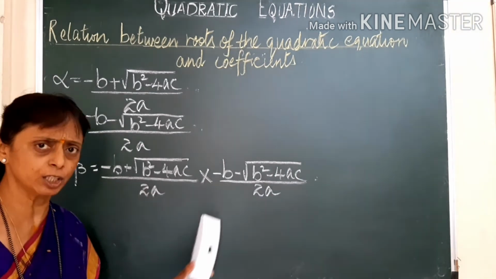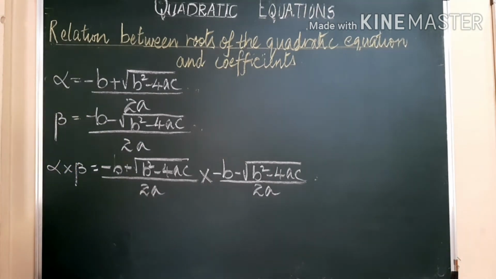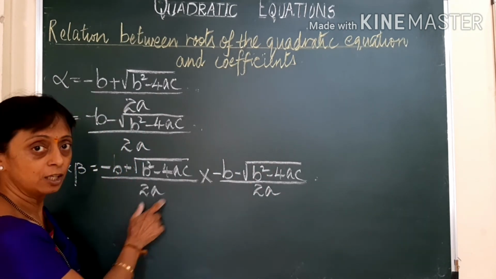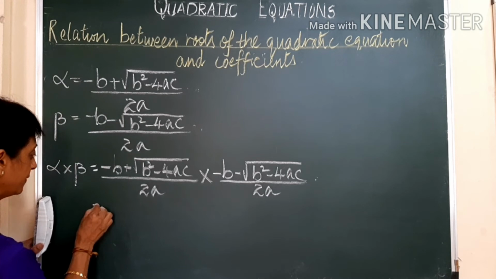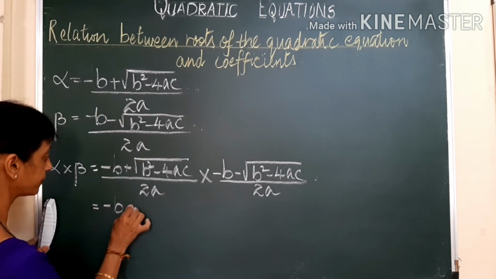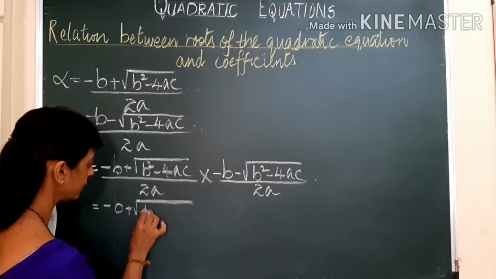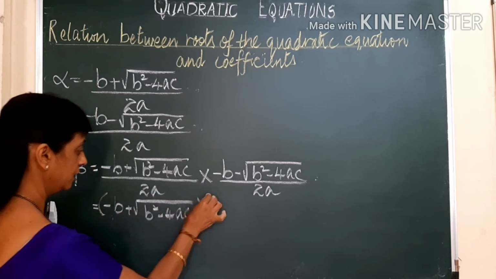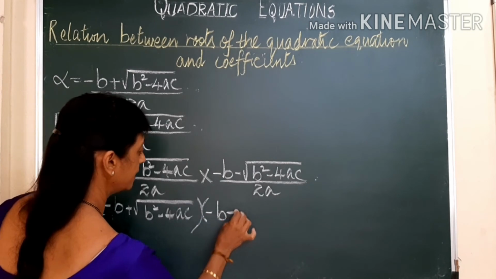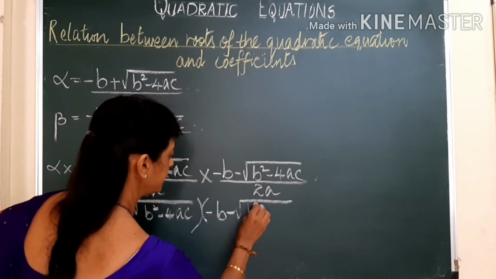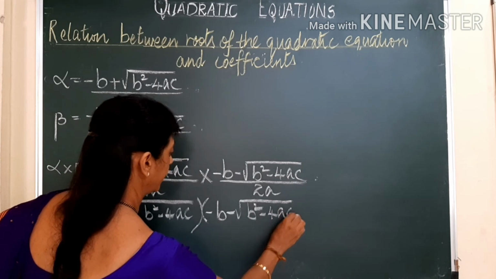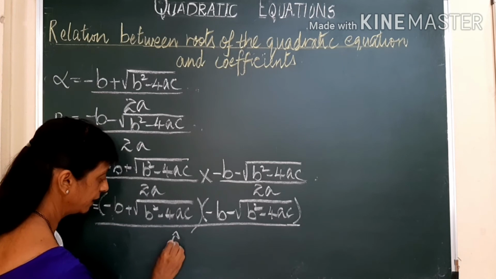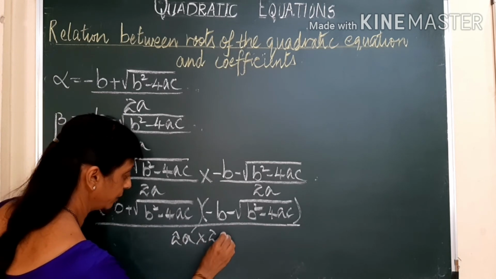But first, can you reduce? Definitely not. So what will you do over here? Numerator into numerator divided by denominator into denominator. So let's first write it. Minus b plus root of b square minus 4ac into minus b minus root of b square minus 4ac upon 2a multiplied by 2a.